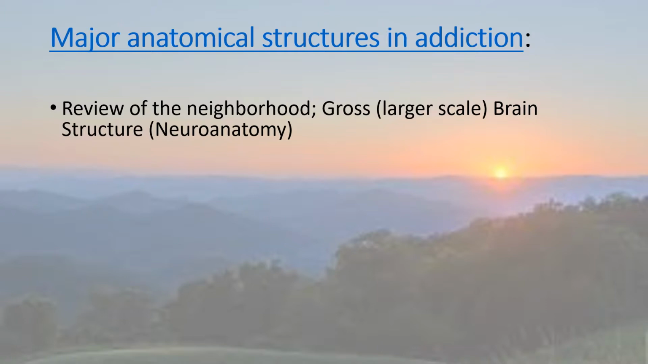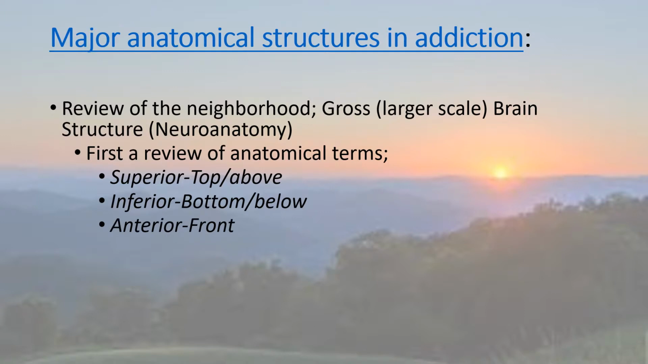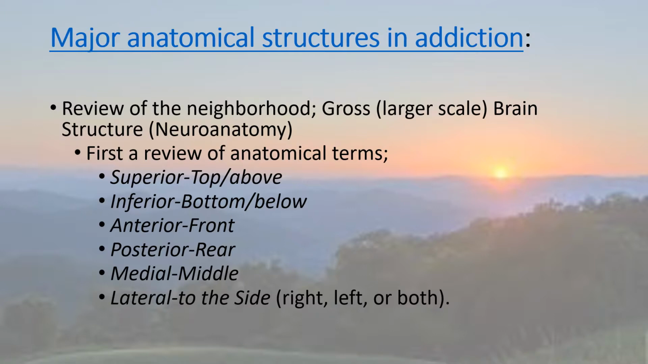Just to give you a review of the neighborhood on a gross or large scale of the brain structure, which by definition is neuroanatomy, here is a review of the anatomical terms we're talking about. Superior means toward the top or above. Inferior, toward the bottom or below. Anterior would be to the front. Posterior would be toward the rear. Medial, or middle. And then you've got lateral, to the sides. There's right, left, or bilateral, which would be both sides.